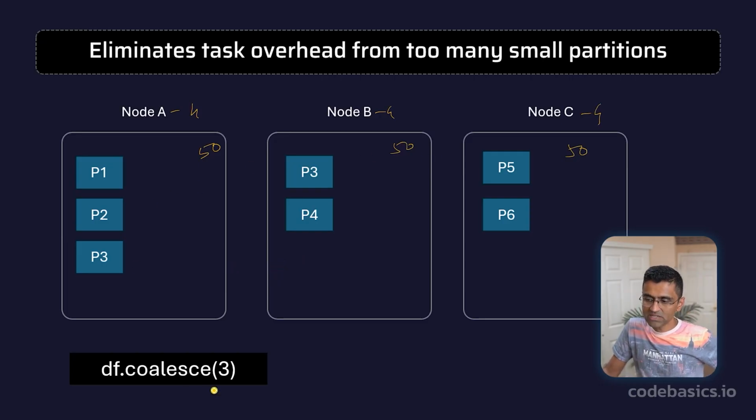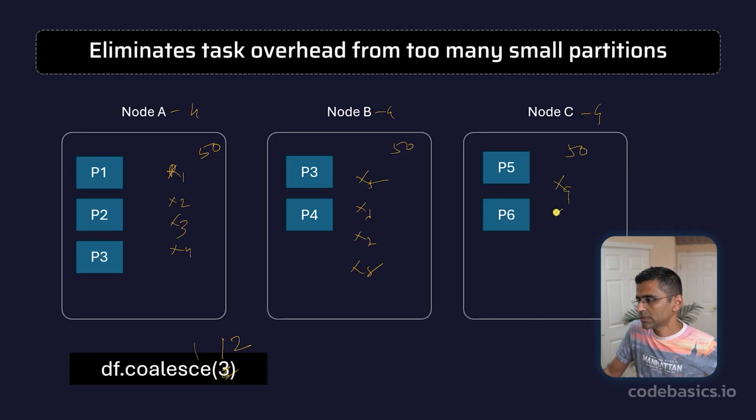So a better strategy might be, let's say, see, if there are 4 cores, I will not do 3, I will do 4, 4, 4. So I will do Coalesce 12. So I will create 12 partitions. So I will create X1, X2, X3, X4, X5, 6, 7, 8, 9, 10, 11, and 12. This way I'm utilizing all my CPU cores, okay? In parallel, I can run everything and get the efficient results.